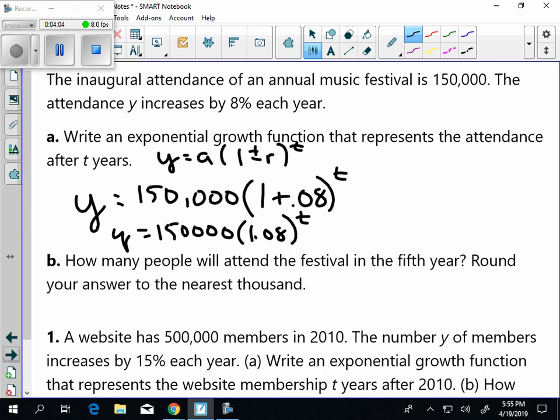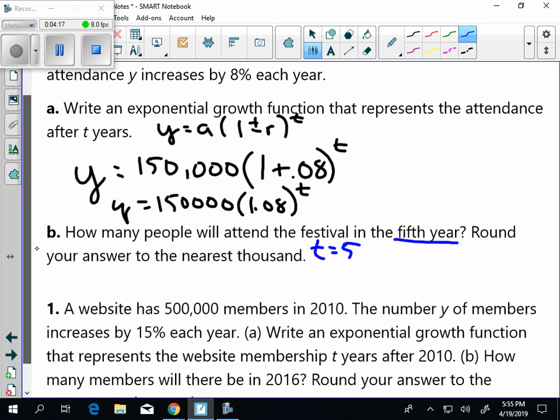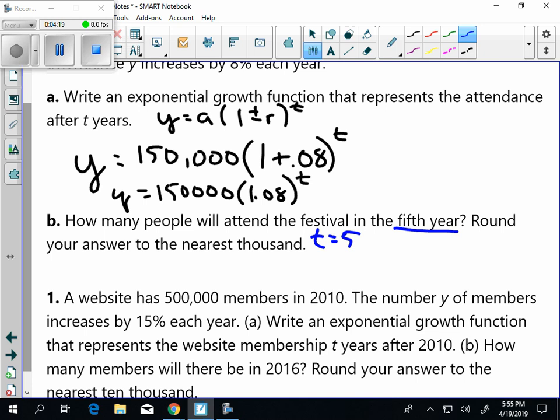B says, how many people attend the festival in the 5th year? Round your answer to the nearest 1,000. If I'm talking about the 5th year, it simply means that my t value is 5, which means all I have to do is plug t equals 5 into my equation to figure out the attendance. Y equals 150,000 times 1.08 raised to the 5th power.